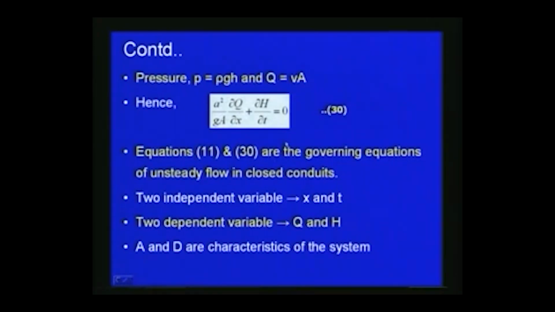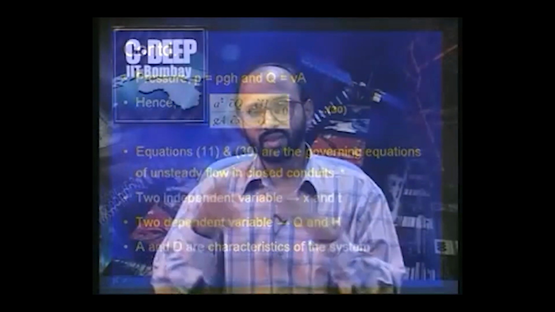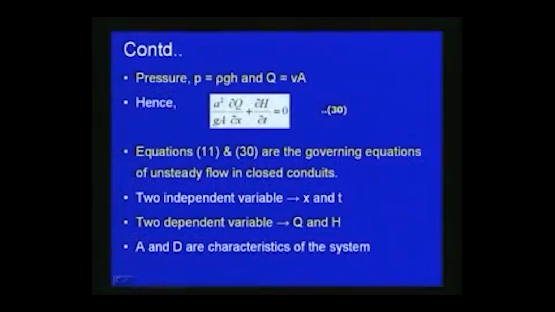You can see that both equations are partial differential equations, and there are two independent variables here, x and t: the spatial dimension, one dimensional in the x direction, and time t. We have two dependent variables, the discharge Q and the head H, and the other parameters like A, the cross-sectional area, and D, the diameter, are characteristics of the system. So, we can solve the unsteady flow in closed conduits or pipelines using the dynamic and continuity equations which we have derived.